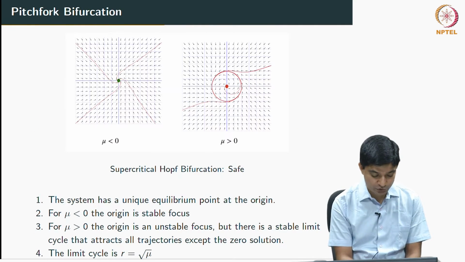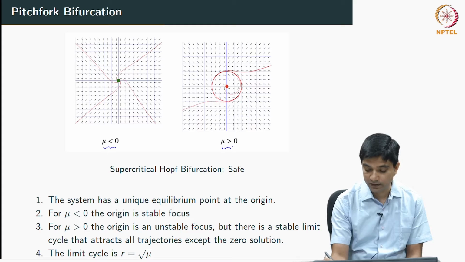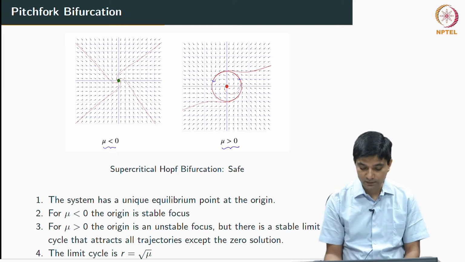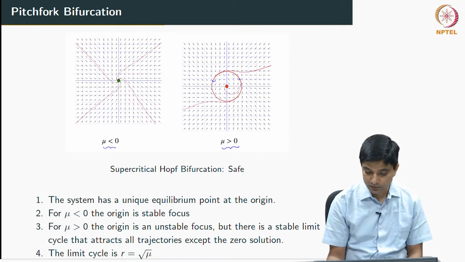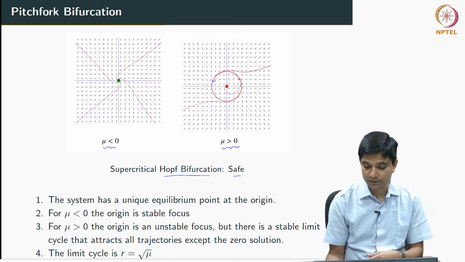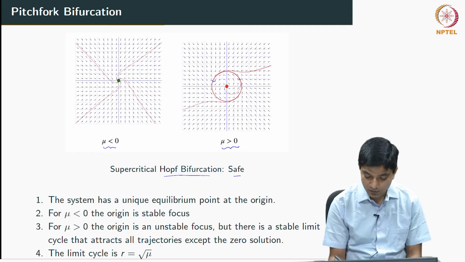Last, we also showed an example where for mu less than 0 we had a stable focus, and then for mu greater than 0 the stable focus became unstable, but all the trajectories converge to some limit cycle here, right? And this was something nice that we actually saw. So this is called Hopf bifurcation, and this is safe. There are other examples of unsafe Hopf bifurcations, but we will skip those examples for now.